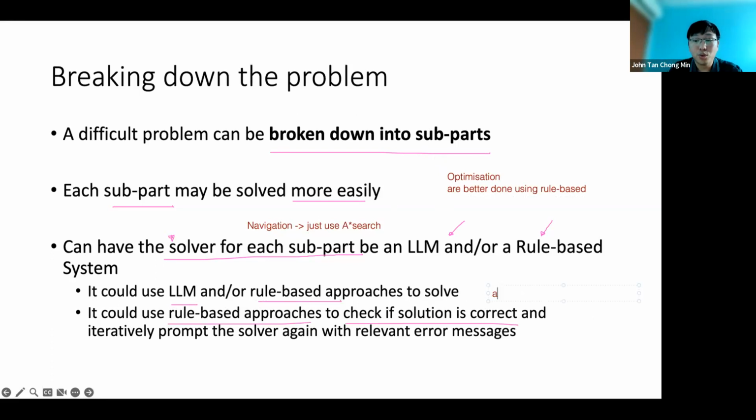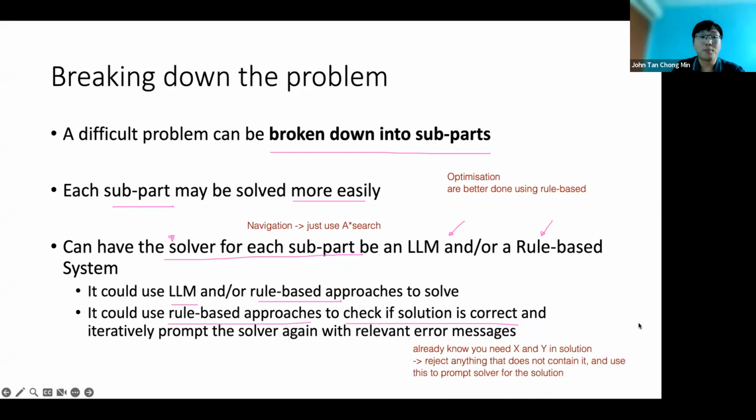So if you already know that you need X and Y in the solution, okay, what you can do is reject anything that does not contain it and use this to prompt the solver for the solution. So if you already know that in order to go from point A to point B, I need to pass by the coffee shop, and the coffee shop is not in the route, you can prompt the solver, hey, you need to include this coffee shop.